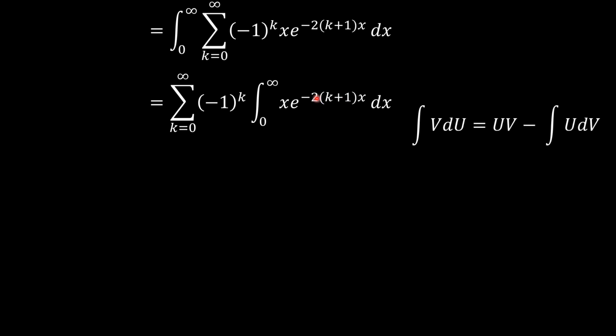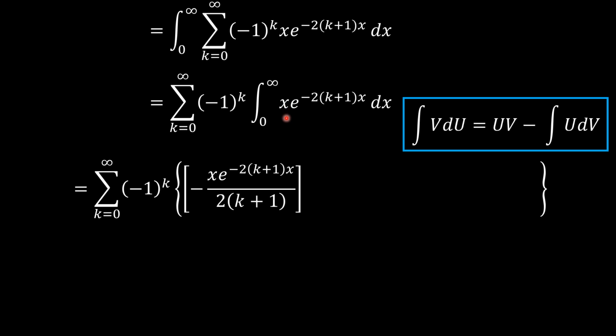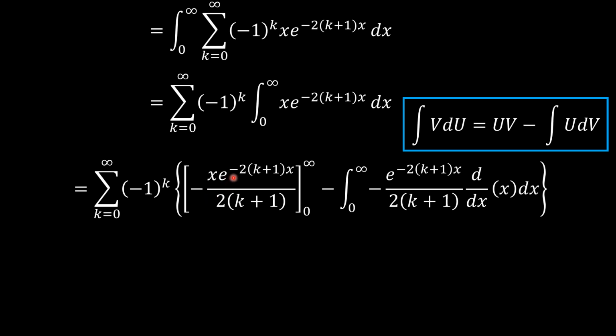Let's use integration by parts to attack this. When you have a product of v and a derivative of function u, this is what you get: a product of u and v minus the integral of u times the derivative of v. So using that, we have our big summation here, negative 1 to the power k, and so we have x, then obviously we have u being this, so the integral of u is going to be e to the power negative 2(k plus 1)x over 2(k plus 1).